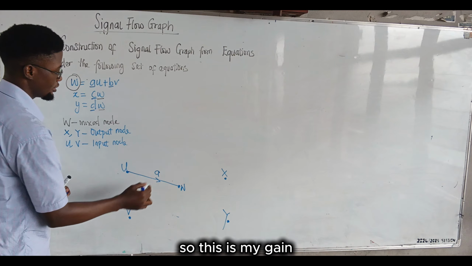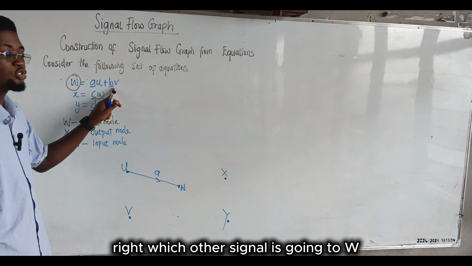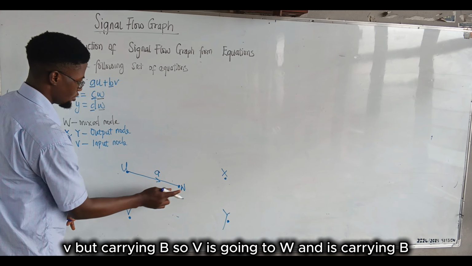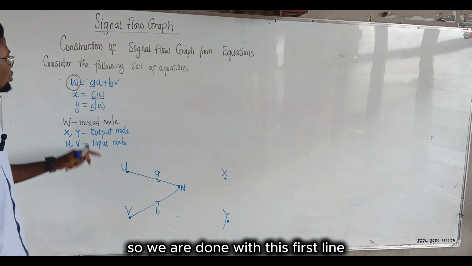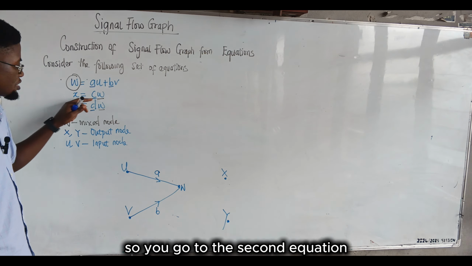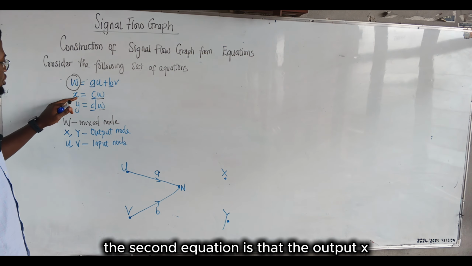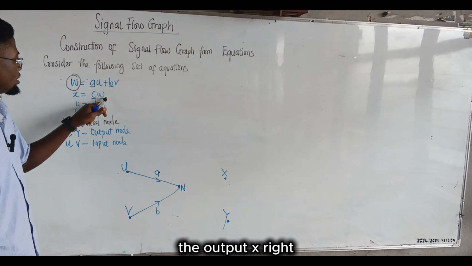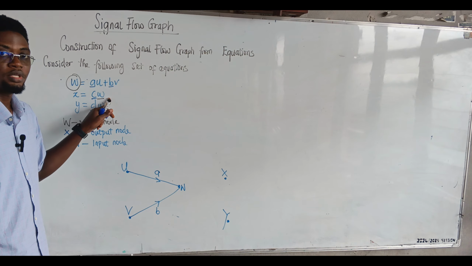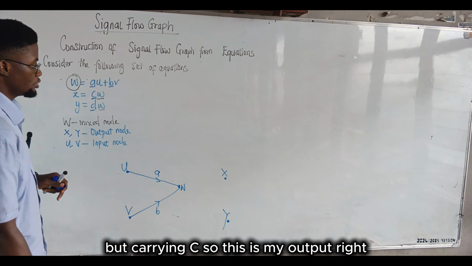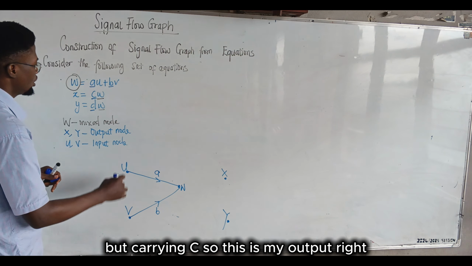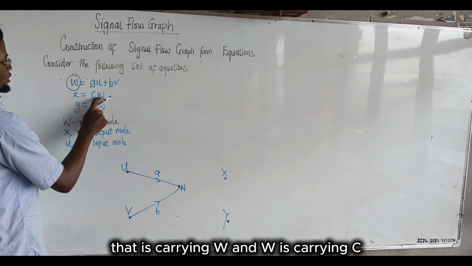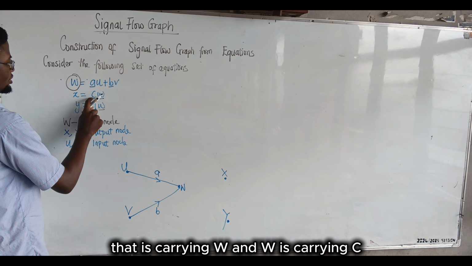So from U to go to W is carrying A. So this is my gain, right? Which other signal is going to W? V. So V is going to W and is carrying B. So we are done with this first line. So you go to the second equation. The second equation is that the output X is needing W, but carrying C. So this is my output, right?